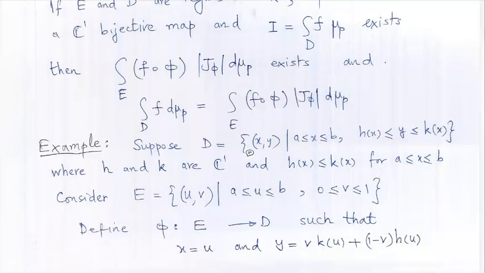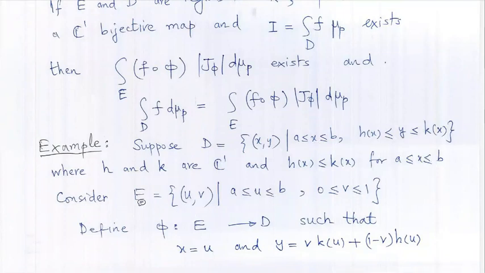Suppose D is the region (x, y) such that a is less than or equal to x is less than or equal to b, and h of x is less than or equal to y is less than or equal to k of x, where h and k are C1 functions, meaning they are continuous functions. And from here it is clear that h of x is always less than or equal to k of x for the points a less than or equal to x less than or equal to b.